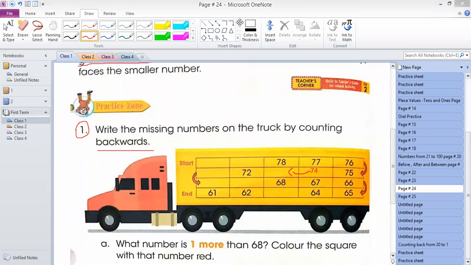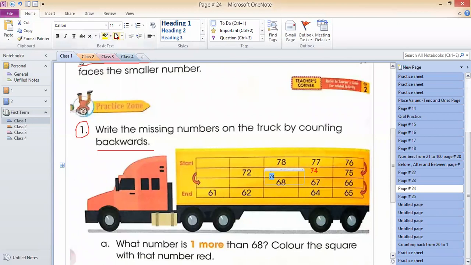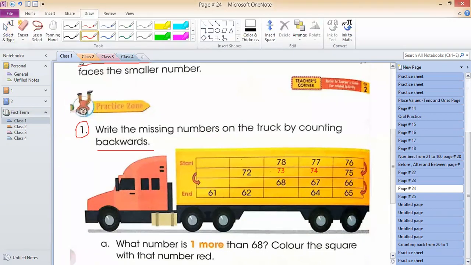So guys, tell me what should I write here? What comes before 74? 73. Very good. So we will write here 73. Please write 73. Then before 73, what comes? 72. And what should you write here?